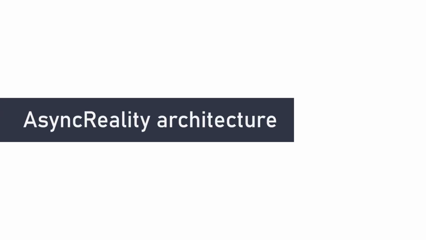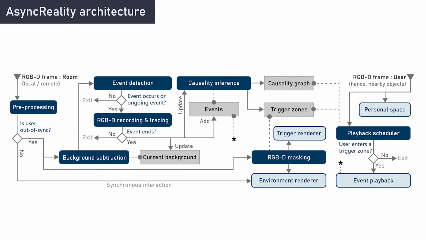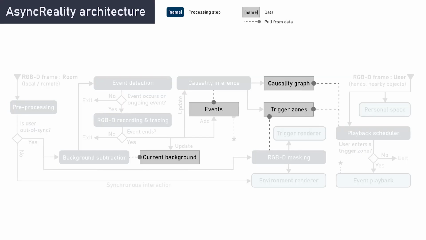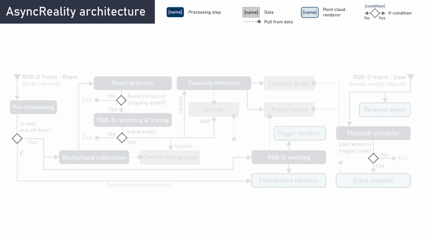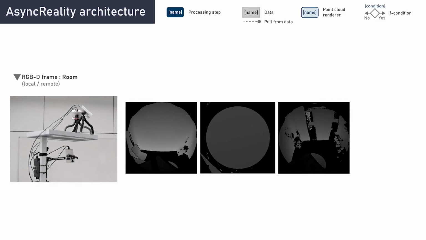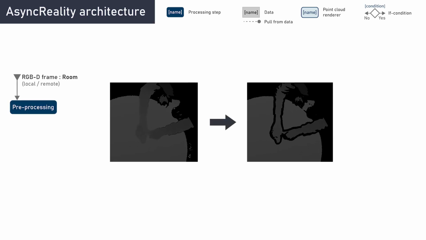We developed an architecture to turn causality graphs into practice. This overview shows processing steps, data, and point cloud renderers. If conditions within the data flow are diamond-shaped. The primary input of our system consists of the RGBD streams that capture the room. In the case of our scenario, those streams come from three Azure Kinect cameras that capture the whiteboard, the table, and the entrance. We apply some pre-processing to smooth the input and remove noisy edges.